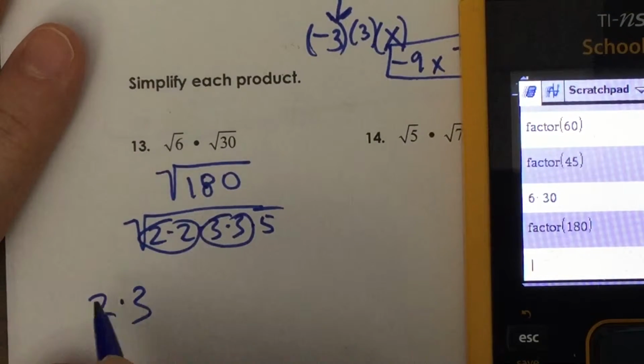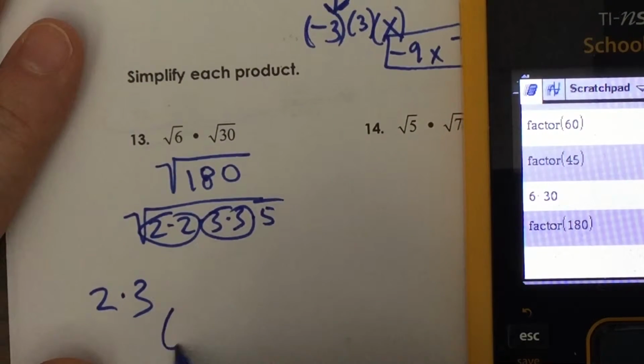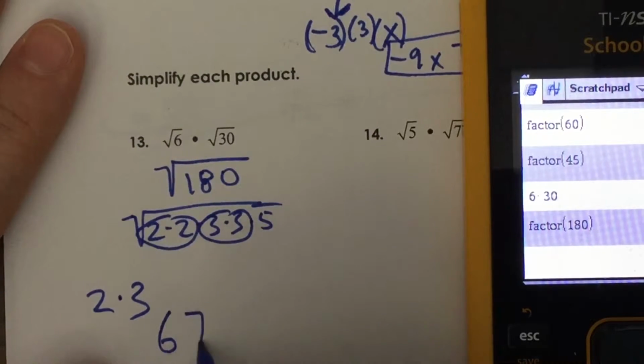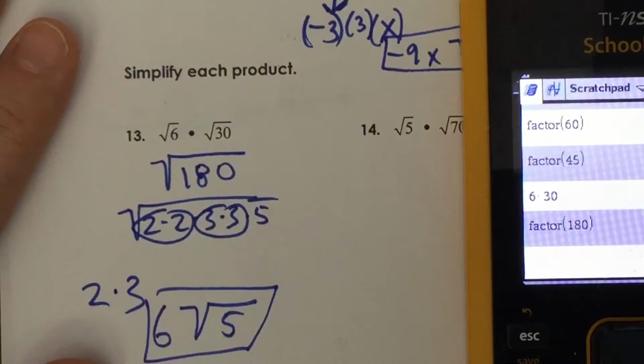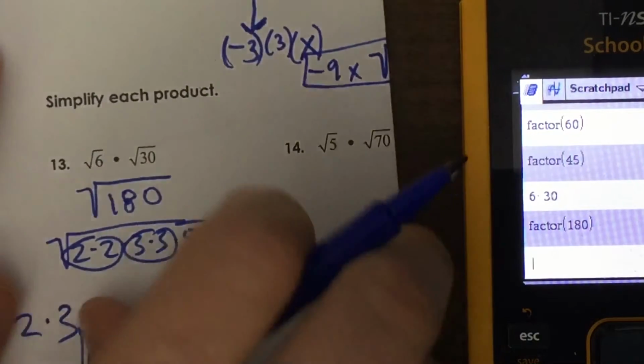So my outside answer, 2 times 3, gives me 6. And then I'm left with square root of 5 right there. So 6 square root of 5. There you go. Okay, number 15. And we'll be done with the front.